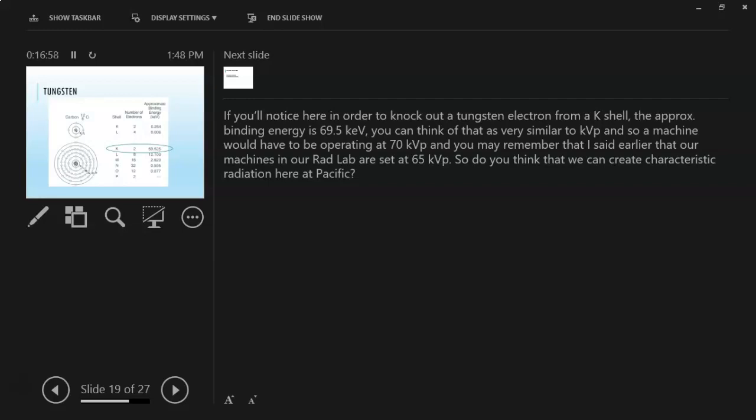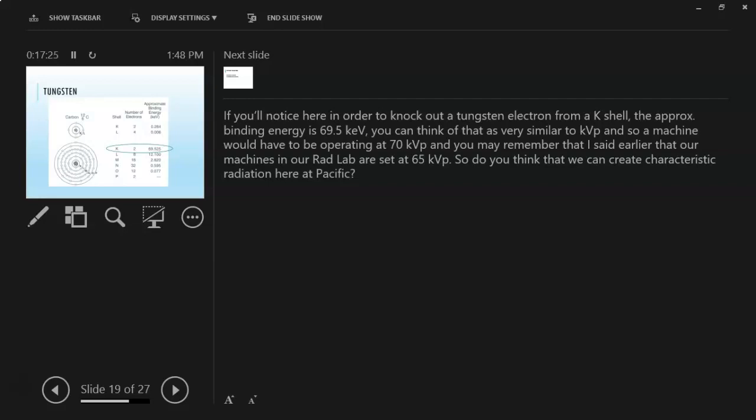this is the K-shell for the tungsten atom, 69.525 keV, which you can pretty much transverse to the kV, the kilovoltage potential, kVp. Roughly, you can say it's the same thing. This is the binding energy, 69, so that means that your machine has to be set at kVp 70 in order to even produce characteristic.